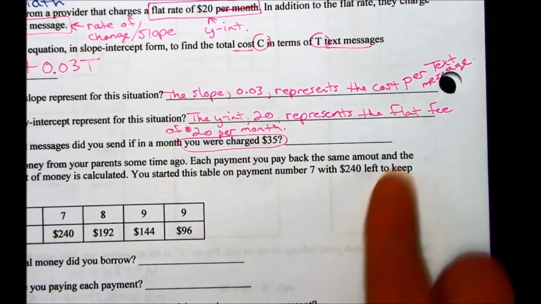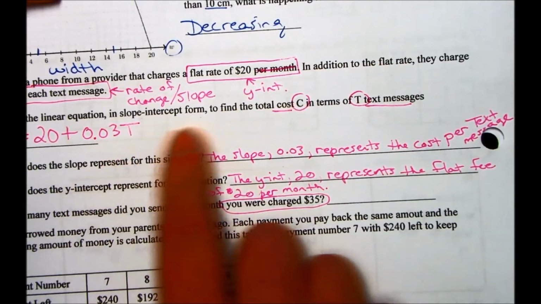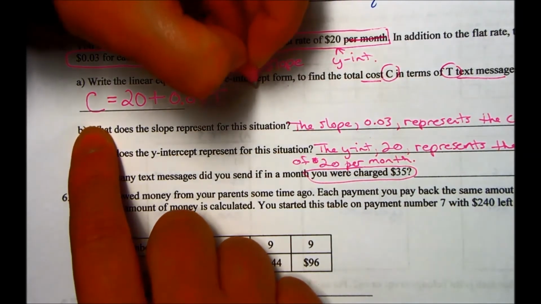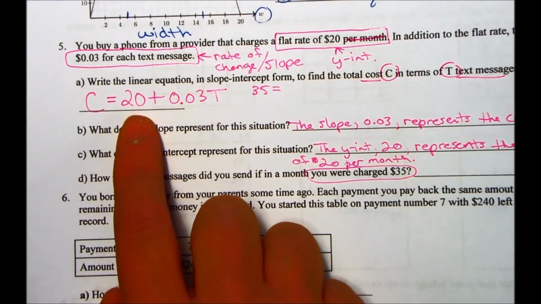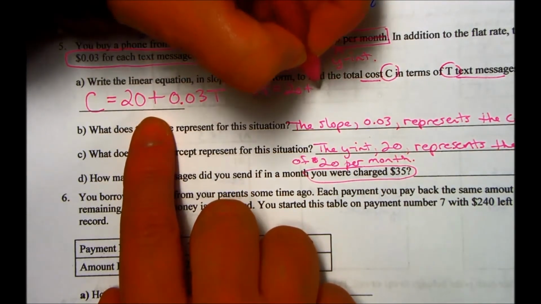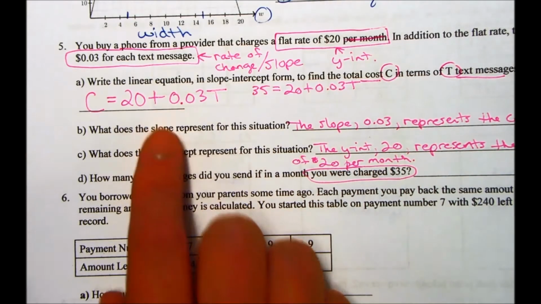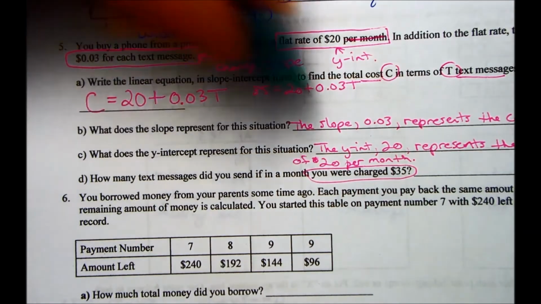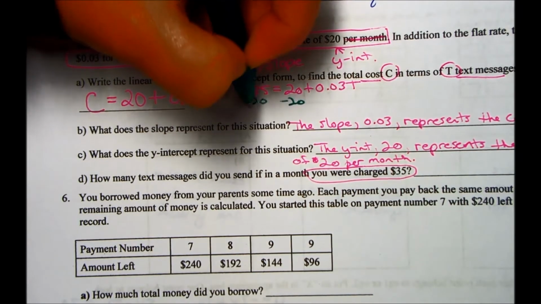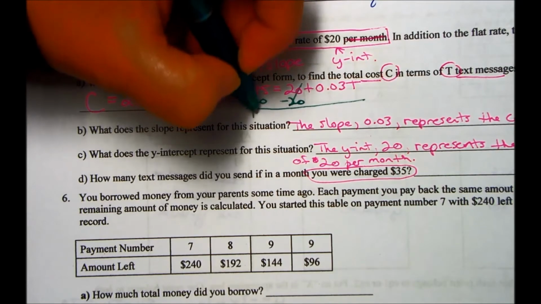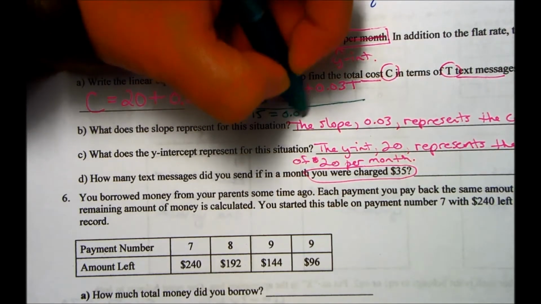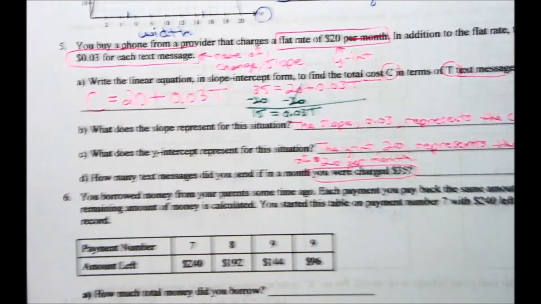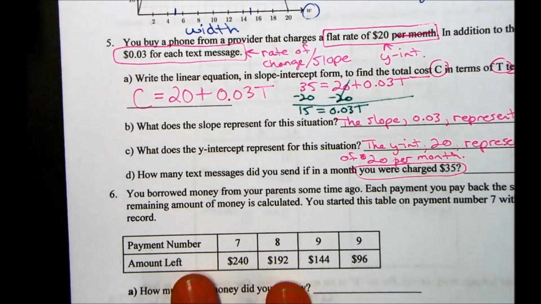So there's not a whole lot of space for this, so I'm just going to put it in here. So your C is 35, and we want that to equal 20 plus 0.03 T. And then we're going to solve for T. So we're going to subtract 20 to both sides, which gives us 15 equals 0.03 T. Then we're going to have to divide 15 by 0.03. So we're going to have to do that with long division because we don't have a calculator.